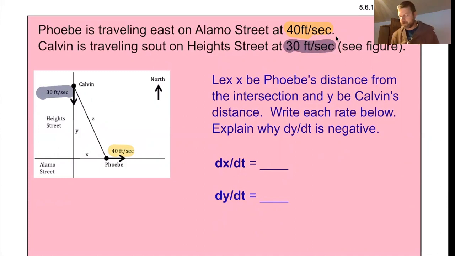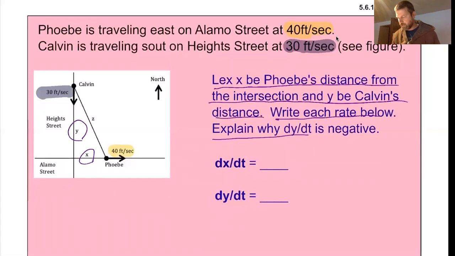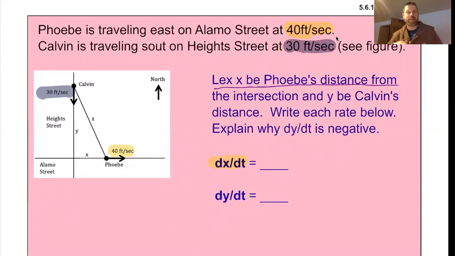All right, here's our question. Let x be Phoebe's distance from the intersection and y be Calvin's distance. So those are already marked for you. Write each rate below. Explain why dy/dt is negative. All right, so dx/dt. That's how fast x is changing with respect to time. How quickly is x changing? Well, it's changing at 40 feet per second.